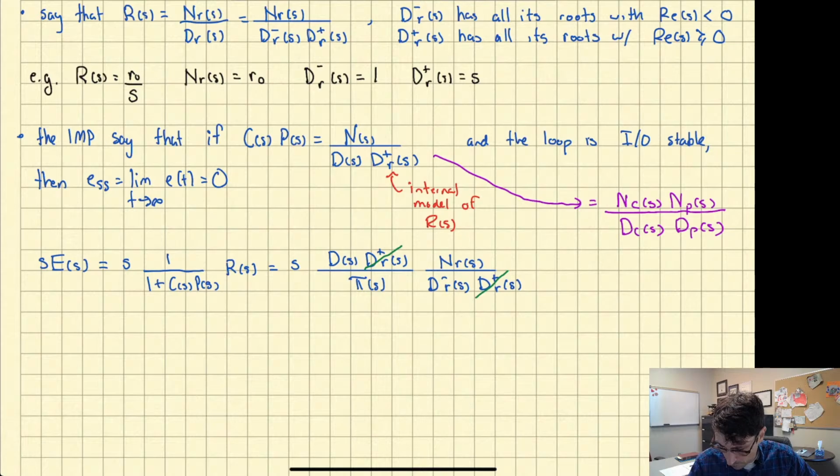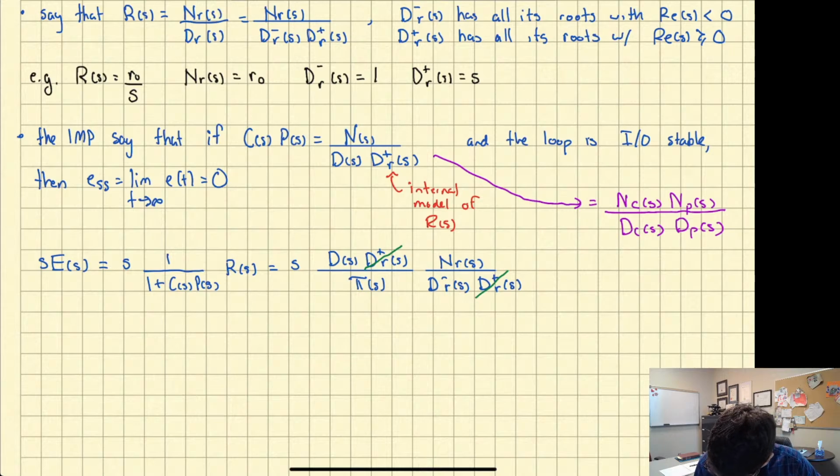Okay, so sorry, back to what we were saying. This guy has no bad roots by the assumption of IO stability. This guy has no bad roots because that's the stable part of the reference. And so this thing has no bad roots. The final value theorem applies. And when we take the limit as s goes to 0, this s here is going to go to 0. And the whole thing will go to 0 because, of course, this has no bad roots, so it has no roots at s equal to 0. So it won't cancel this. And so when you take the limit as s goes to 0, the steady state tracking error is 0.